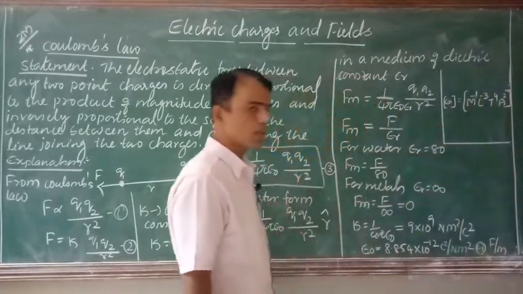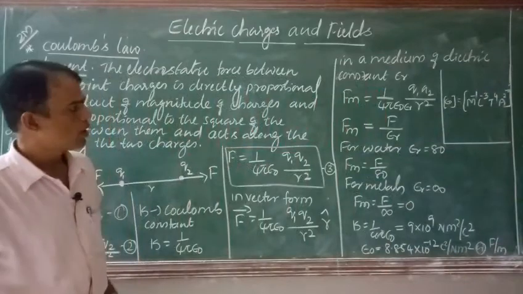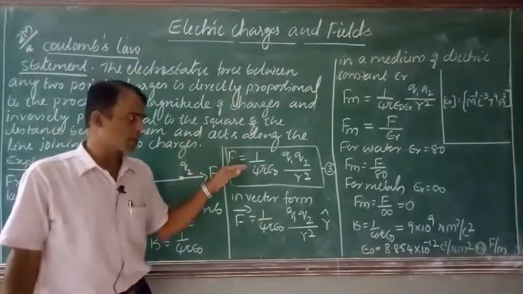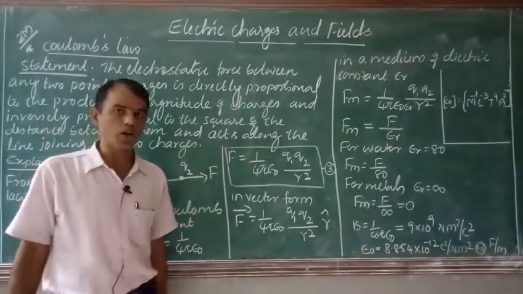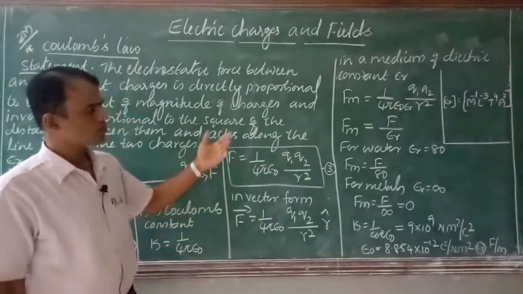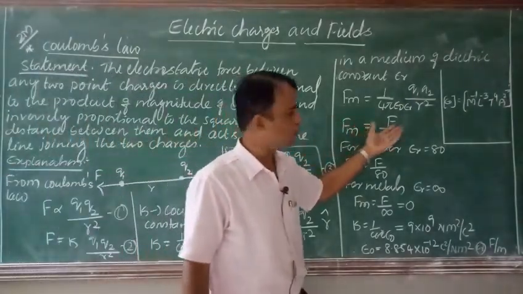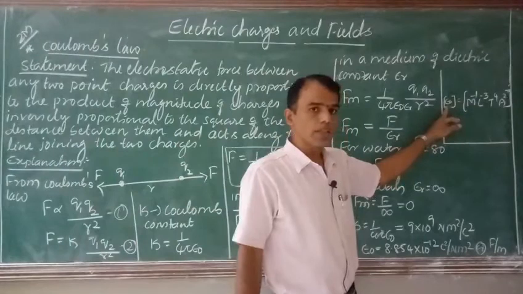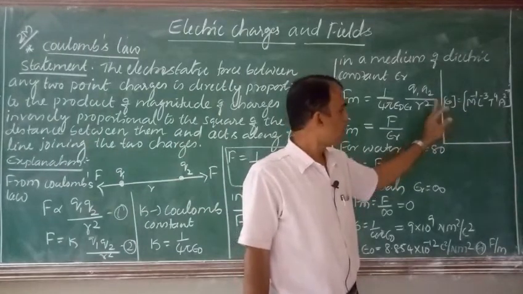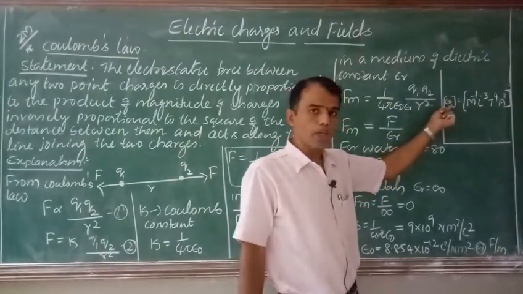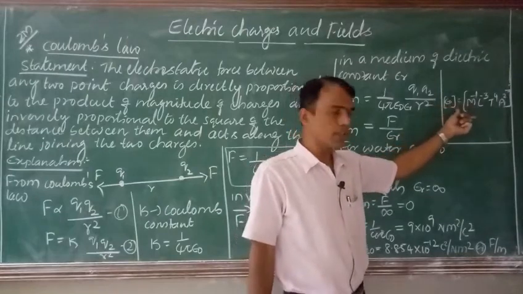So this is Coulomb's law in its mathematical form, in its vector form, and we have also shown the value of absolute permittivity and its dimension.